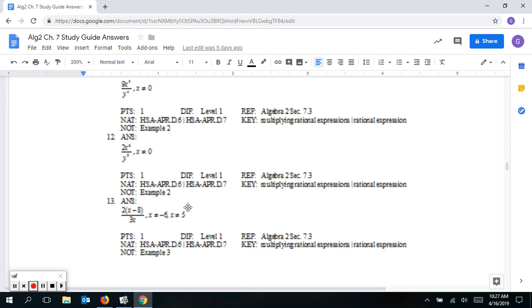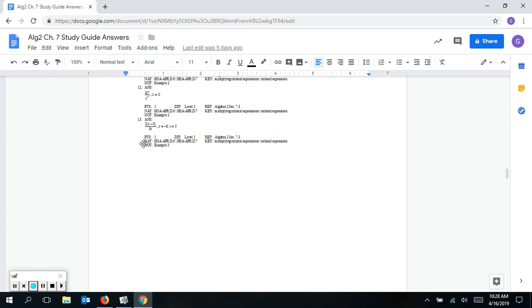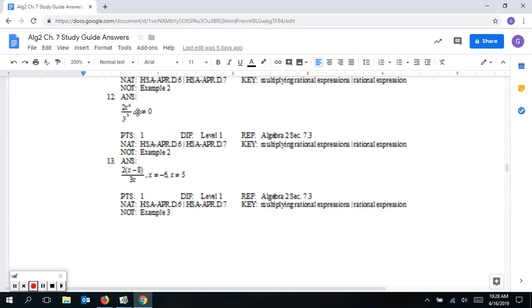Then we got number 12, and the answer there is 2x to the, well, those exponents are pretty small. Let me see if I can get this better. That doesn't really look that much better either. Let's see. It's awful blurry. This is number 12. Let's see if I can think about what this would be.